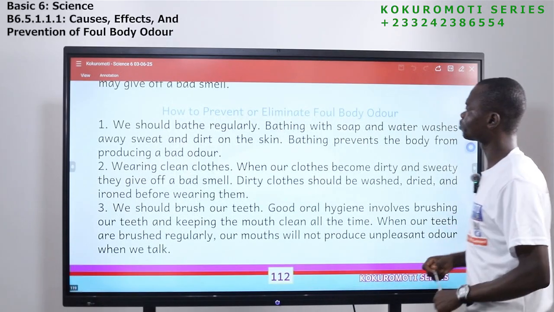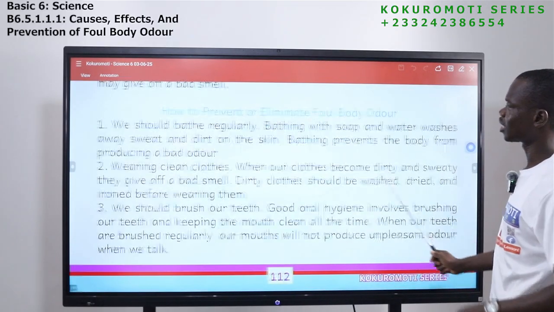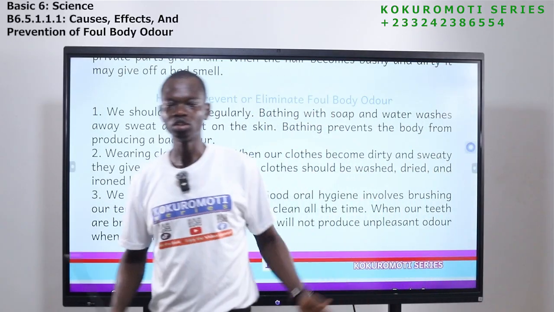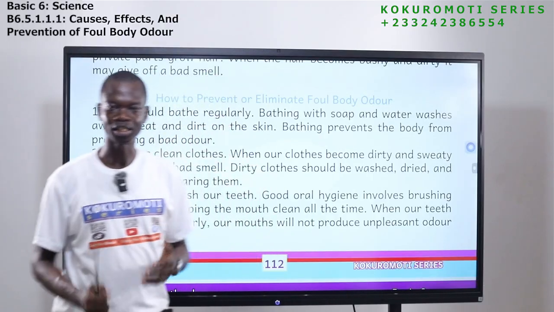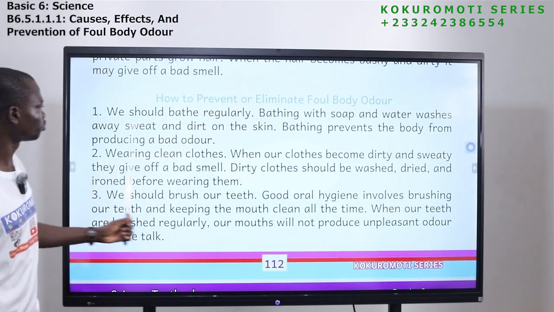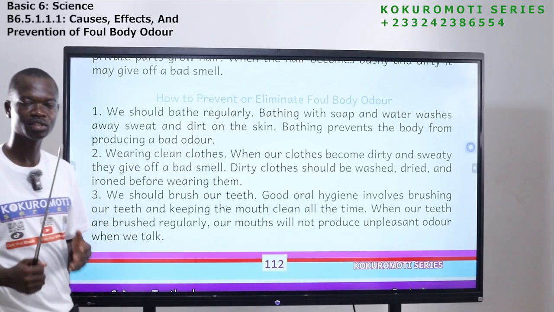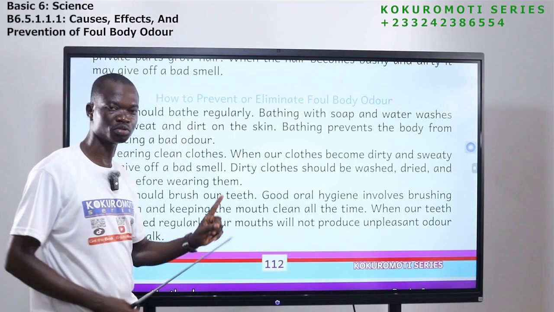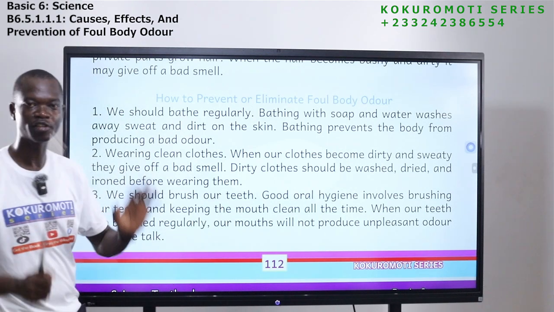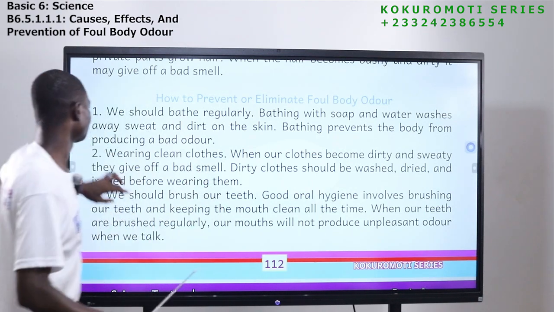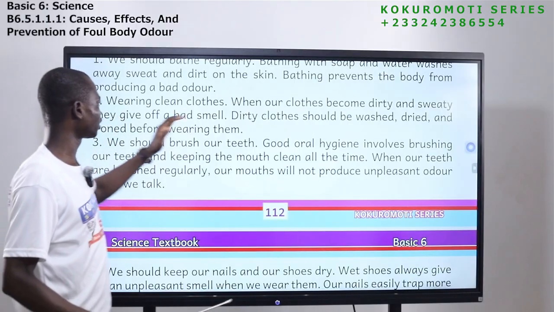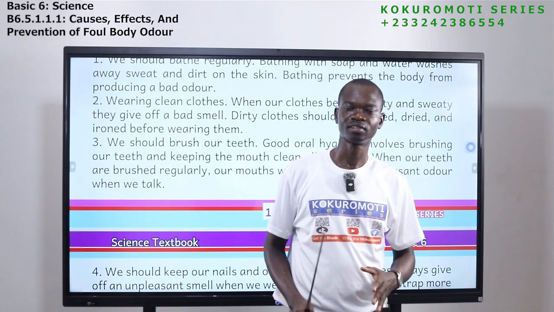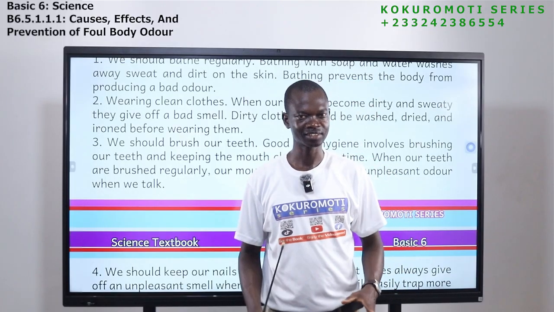Okay. Now, how to prevent or eliminate foul body odor? Now we want to prevent it. Even if you have it, we want to look at what we can do to get this thing removed or eliminated. Now, the first one is that we should bath regularly. If you want to prevent yourself from foul body odor, what you should do is bath regularly. So bath twice daily. Okay. The next one, wearing clean clothes. So the clothes that you put on, it should be clean and neat.